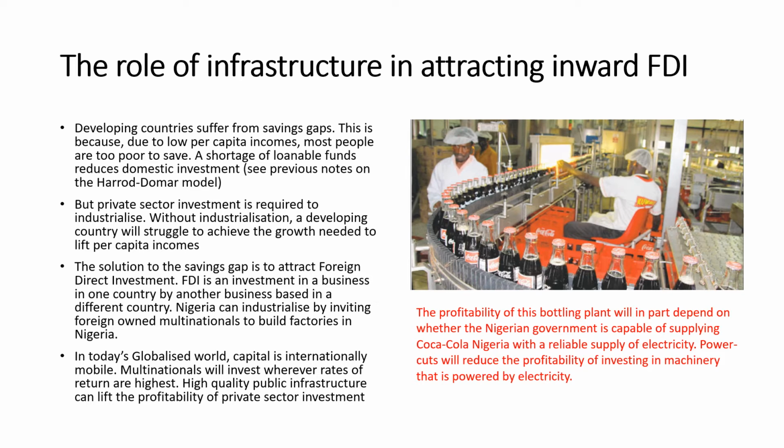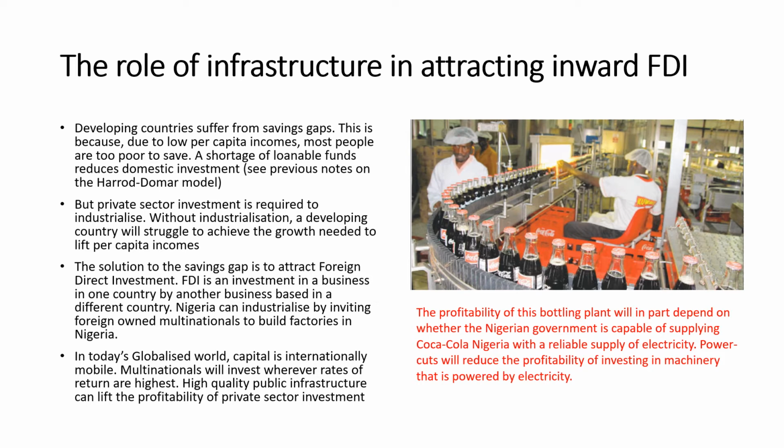High quality public infrastructure can lift the profitability of private sector investment, and in doing so increase the likelihood of experiencing inward FDI. So again, we've got a screen there of a Coca-Cola bottling plant. So the profitability of this bottling plant will in part depend upon whether the Nigerian government is capable of supplying Coca-Cola Nigeria with a reliable supply of electricity. Power cuts will reduce the profitability of investing in machinery that is powered by electricity.